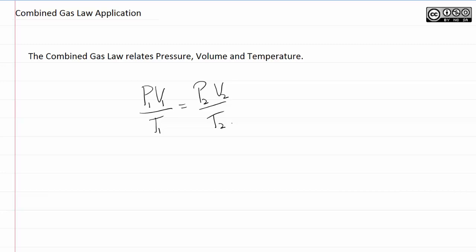Pressure and volume need to be in the same units when you do these calculations. And the units of temperature always have to be in Kelvin. For this relationship to work, you have to use absolute temperature.